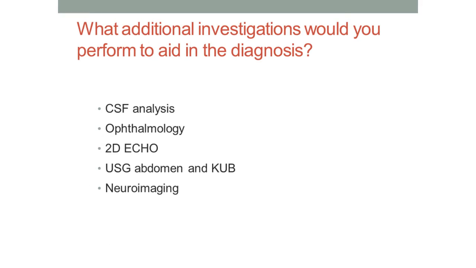Additionally, what investigation can be done? So CSF analysis, ophthalmology for any signs of metabolic liver disease, uveitis, cherry red spots, cataracts, 2D echo for any cardiac defects, USG abdomen and KUB to look for the status of liver, pancreas, spleen, kidneys, and neuroimaging if there are any neurosymptoms at all.